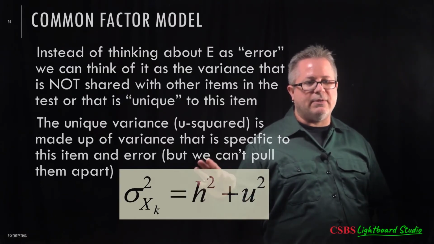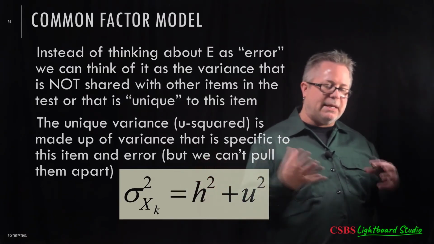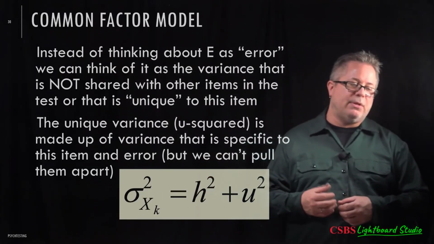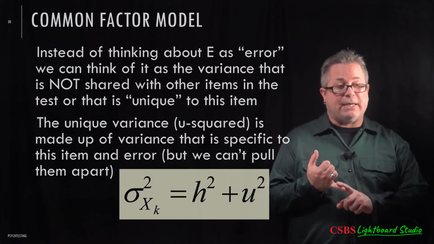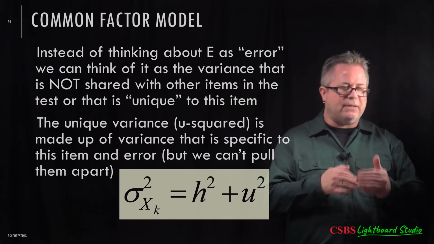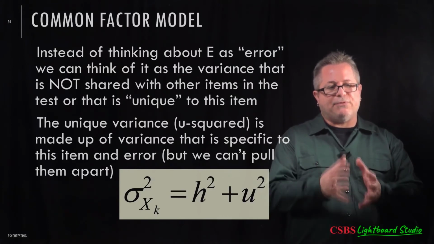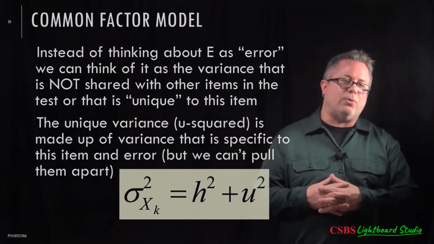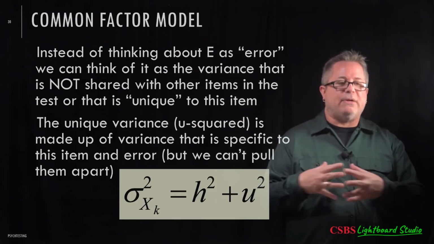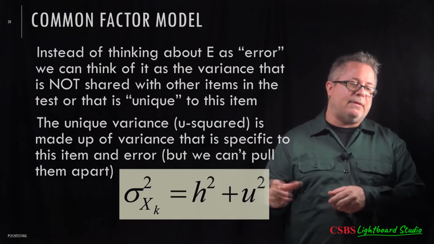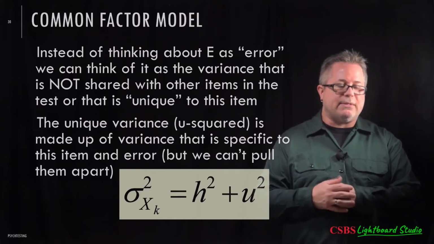The unique variance is made up of two different kinds of variance together that we can't often pull apart. You have variance that's specific to the item, meaning there's something about that item where the variability is just different for that item than for other items. And there's also good old random noise. So we've got measurement error mixed together with specific variance, and that together makes up this unique variance.